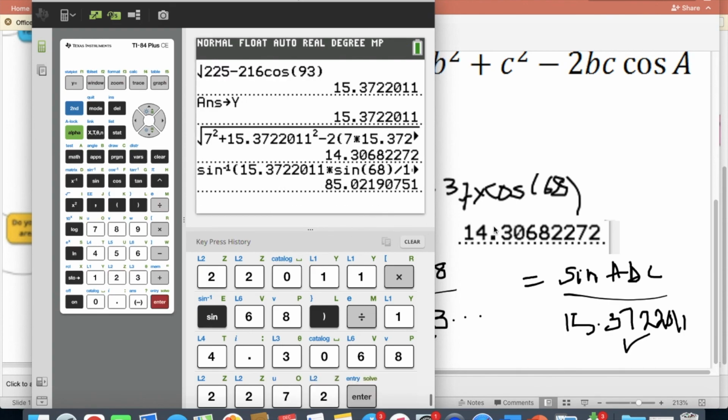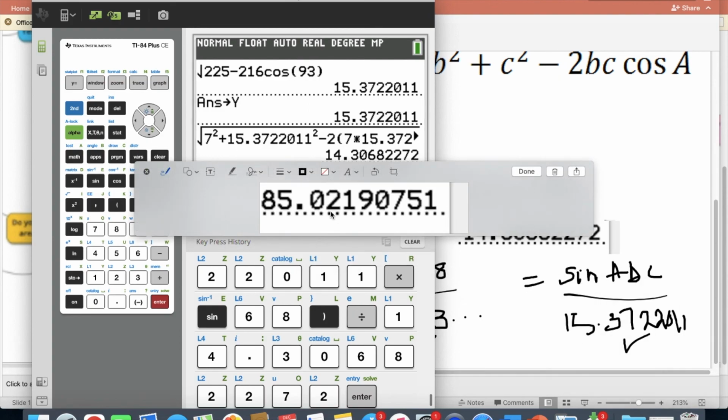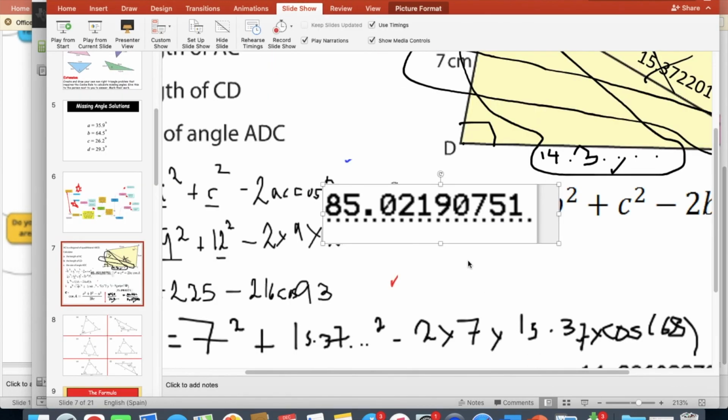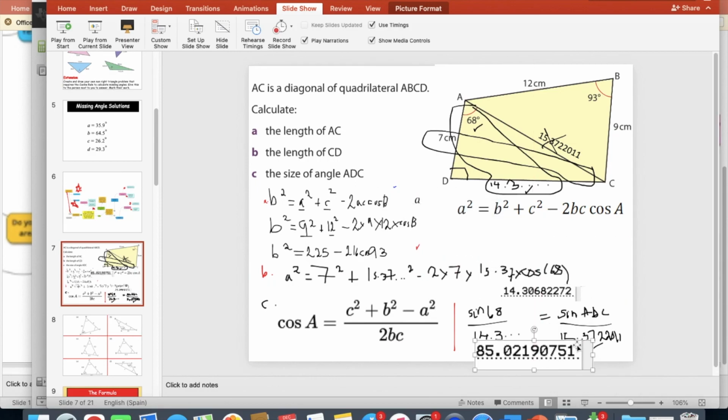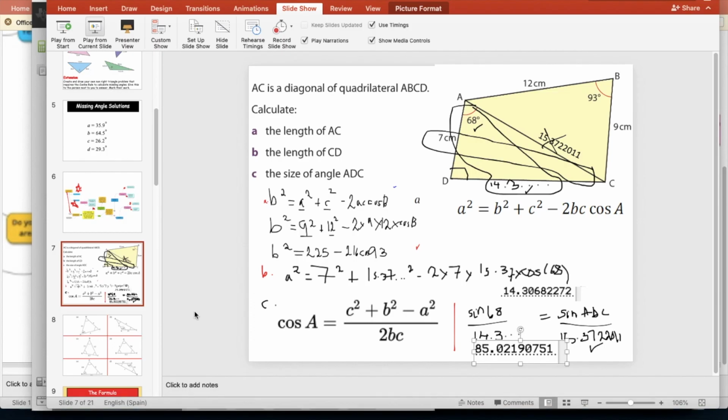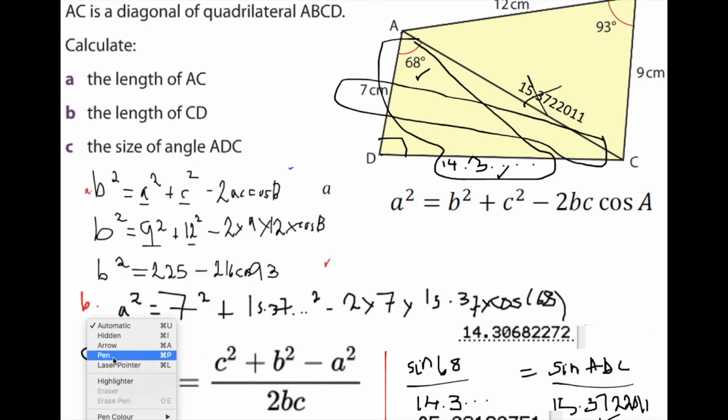Pressing enter, excellent, 85.021. Let's now do a sanity check to see if this seems like a good enough answer for us. So we are going to put the answer at the bottom of the screen, and we're going to talk about it in terms of the context of the problem. In terms of this problem, we're going to say that this angle here is 85. That makes sense. It's a relatively normal angle. 85 plus 68 is less than 180. And it looks right in terms of these sides.